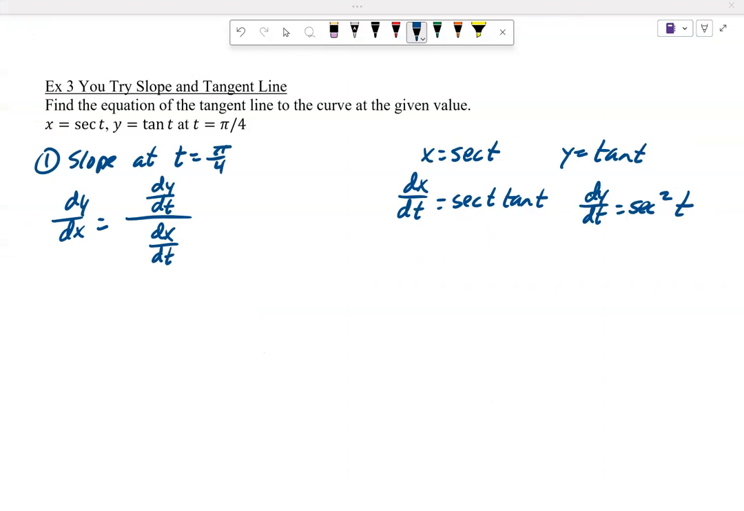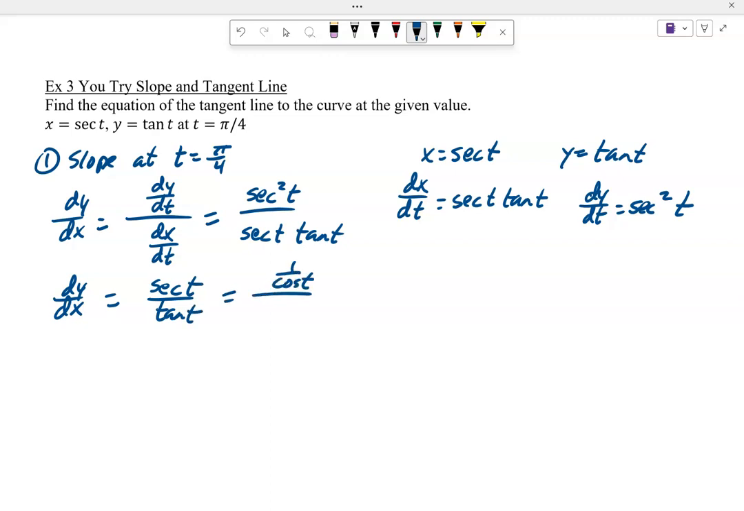So this is another U-try problem. You notice I wrote out dy/dx. I found dx/dt and dy/dt, and I'm going to throw those in. So dy/dt is secant squared. dx/dt is secant tangent. So for dy/dx, one of those secants cancels. We get secant over tangent, which is 1 over cosine over sine over cosine. So we end up with 1 over sine, or the cosecant of t. So dy/dx is the cosecant of t.